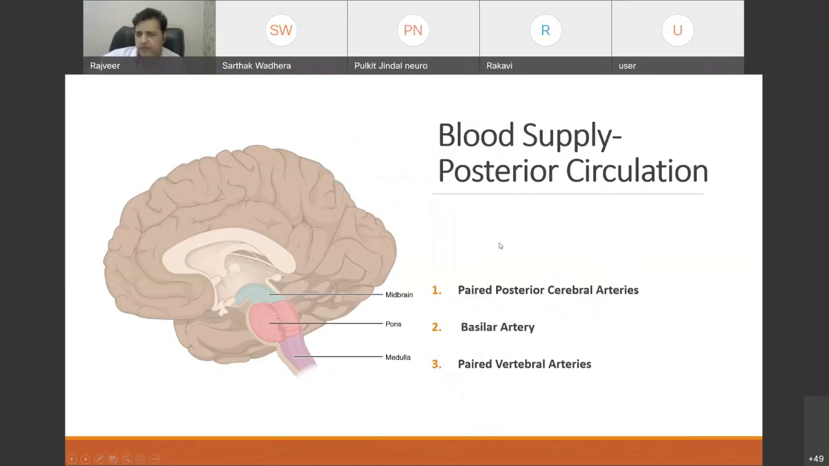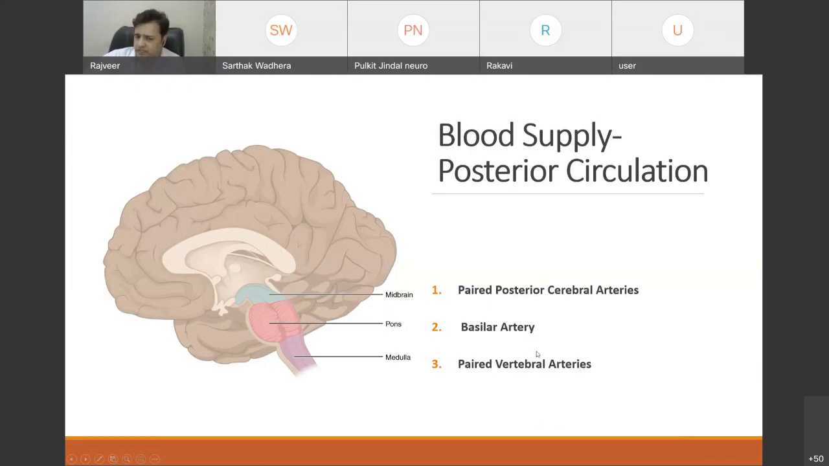And coming to the posterior circulation, as I told you, there are 3 arteries. The paired posterior cerebral artery, which supplies the midbrain. Then second part is the pons, which is supplied by the basilar artery, and medulla, which is supplied by the paired vertebral artery. And then cerebellum.